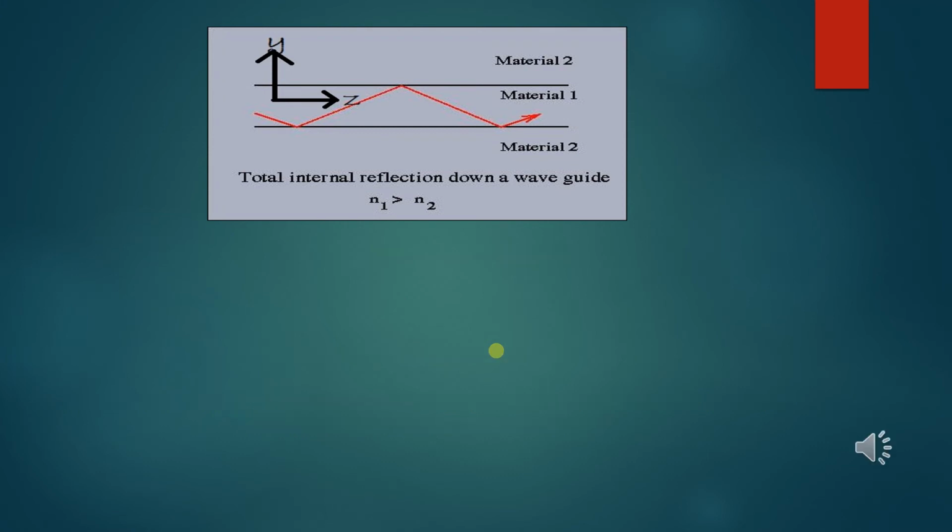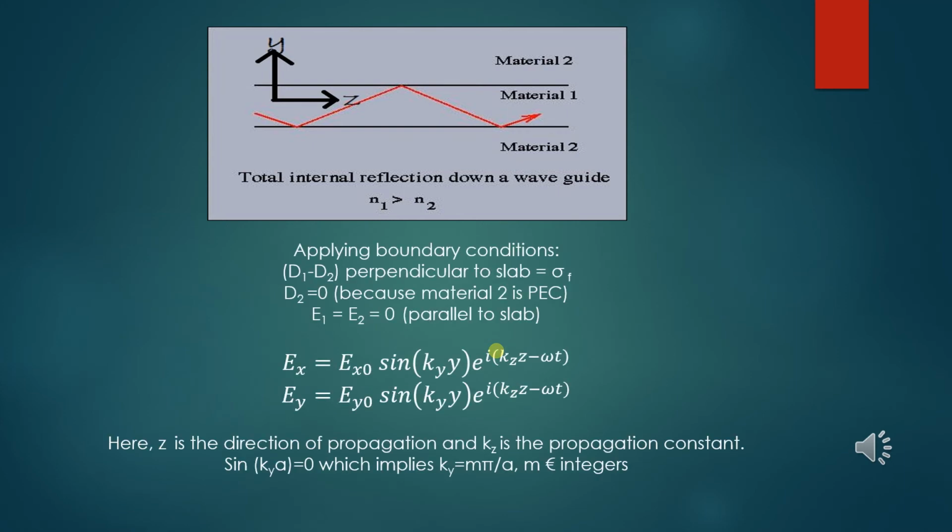Applying boundary conditions, we can get D1 minus D2 equal to sigma f and D2 equal to 0. Here D is the electric displacement. Also, we can get E1 parallel equals E2 parallel equal to 0. Using these, we can get the equations for Ex and Ey. Here, z is the direction of propagation and kz is the propagation constant. Sin(ky a) equals 0, which implies ky equals m pi by a, where m belongs to integers.